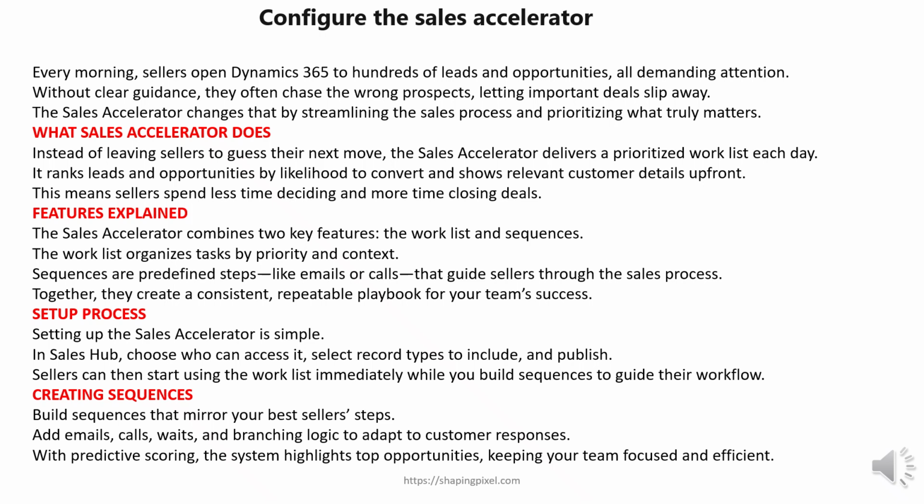Setting up the Sales Accelerator is simple. In Sales Hub, choose who can access it, select record types to include, and publish. Sellers can then start using the work list immediately, while you build sequences to guide their workflow. Build sequences that mirror your best seller steps. Add emails, calls, waits, and branching logic to adapt to customer responses. With predictive scoring, the system highlights top opportunities, keeping your team focused and efficient.